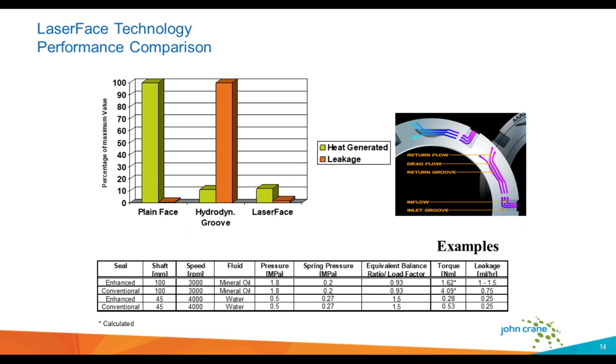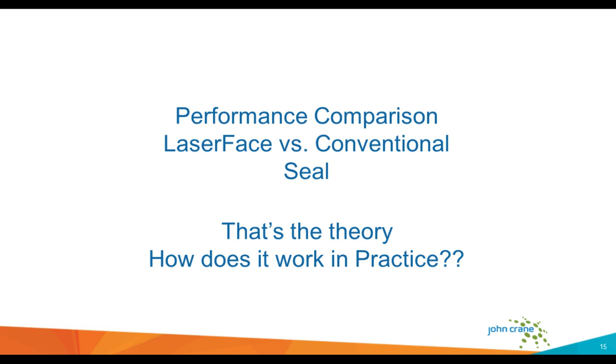In a smaller seal shaft size, in water, we looked at another test. Pressure again is the same, spring pressure is the same, and the equivalent balance is the same. Again, the torque is half that of the conventional seal, and the leakage was minute on both of them due to the fact that the seal is quite small, and the leakage is relatively small.